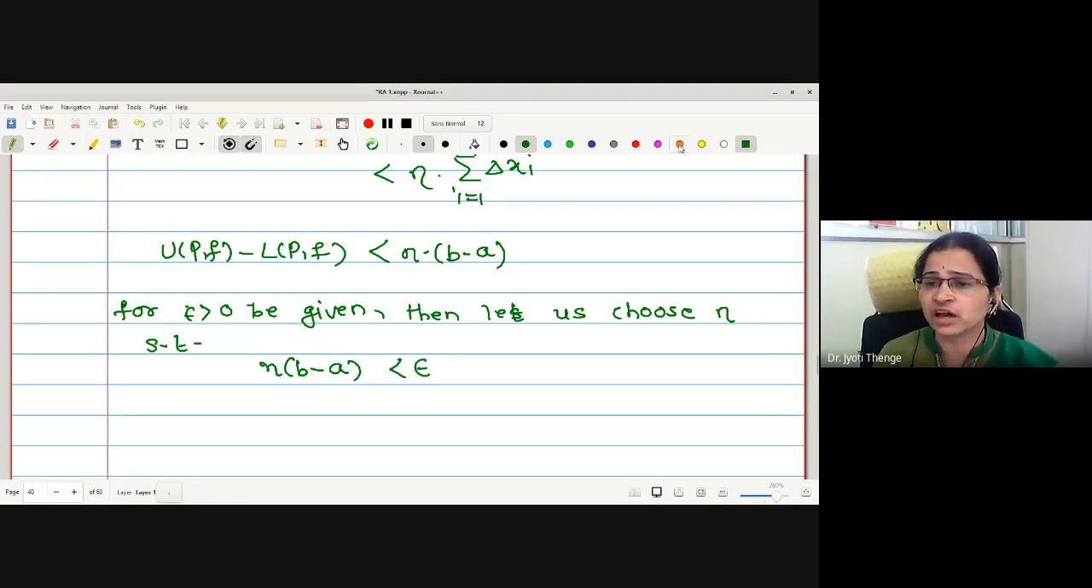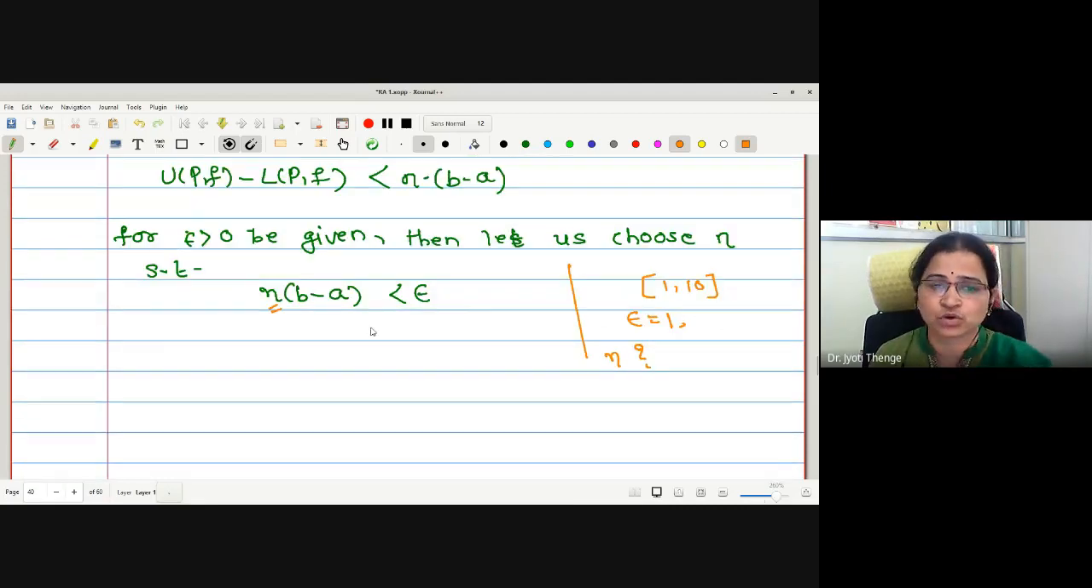Now we will check with a simple example whether such eta is going to exist or not. Suppose we are describing this for the interval 1 to 10, and if suppose epsilon is given to be 1, now our aim is to check whether such eta is going to exist or not. Now what we want to find? Eta into b minus a. What is b minus a? 10 minus 1 less than epsilon.